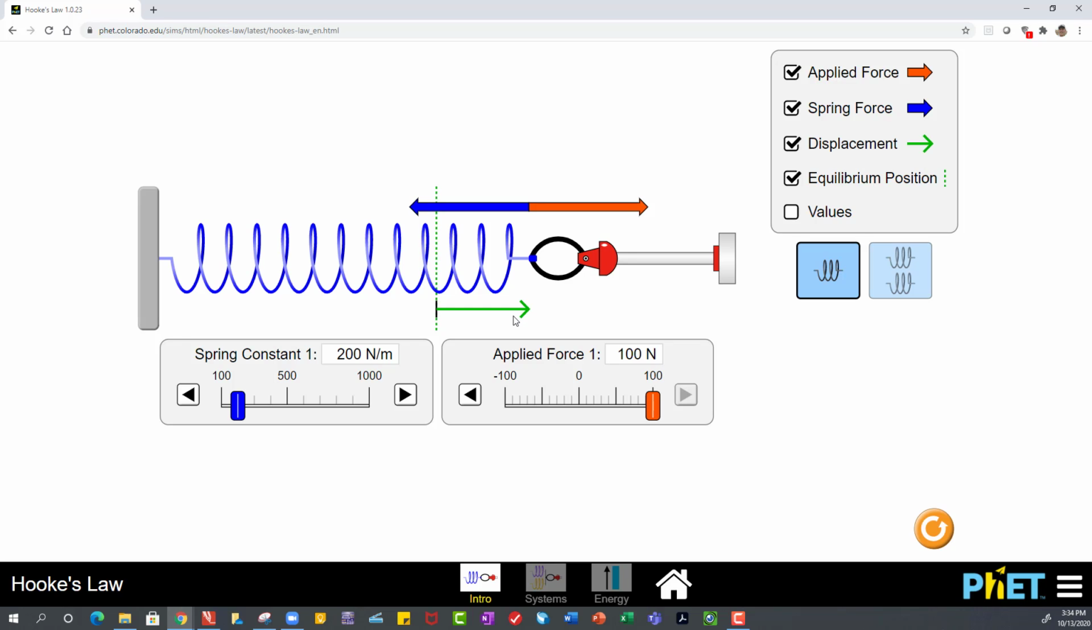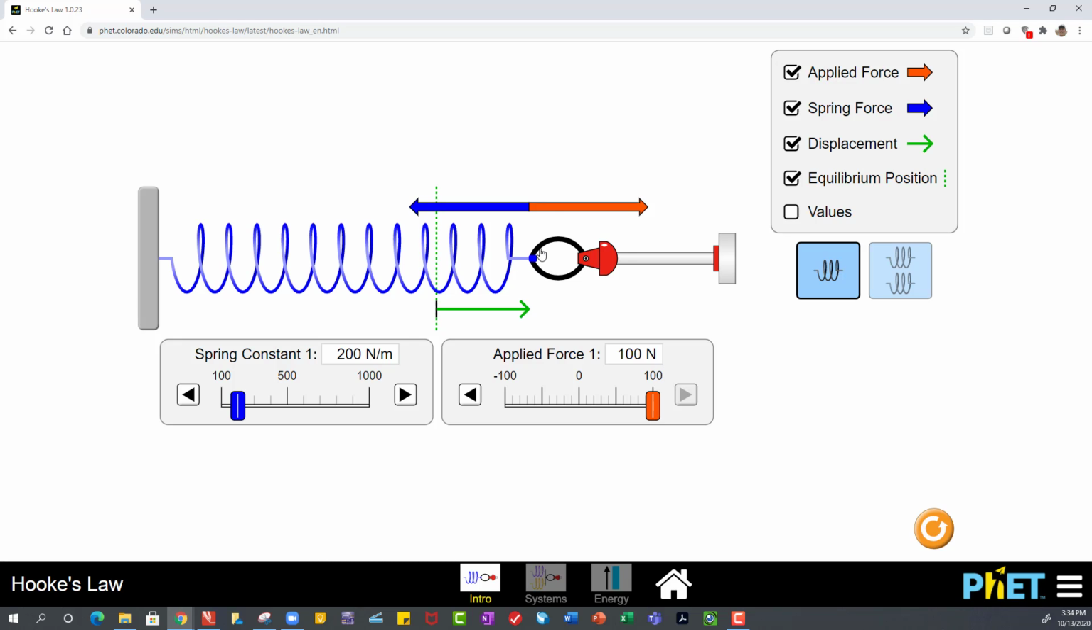Now you can see here the green arrow is the displacement. That is the distance we move the spring from its equilibrium position. The orange arrow is the force that we applied in order to do that, which is 100 newtons. And since this is static, that is, the spring is not moving, we're holding it in place, that means the sum of the forces must be zero, because there is no net force acting on this point that would cause the spring to move in either direction.